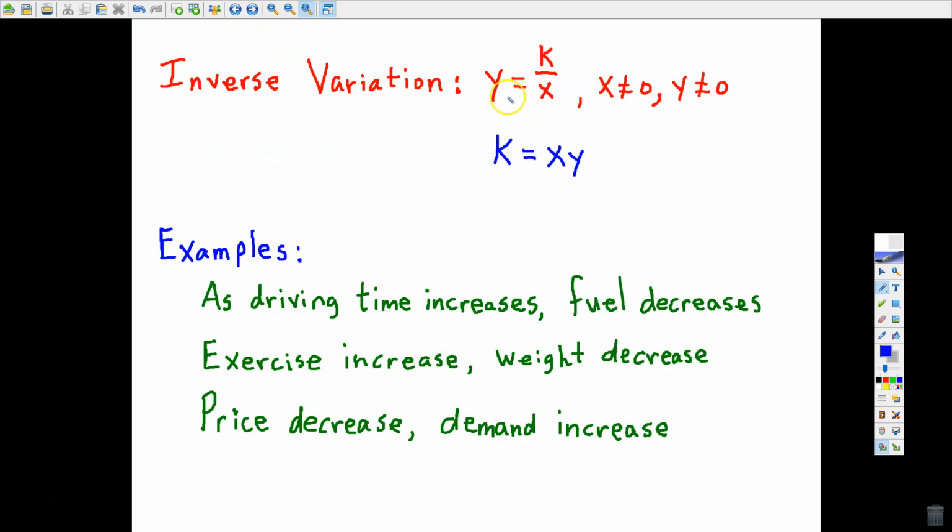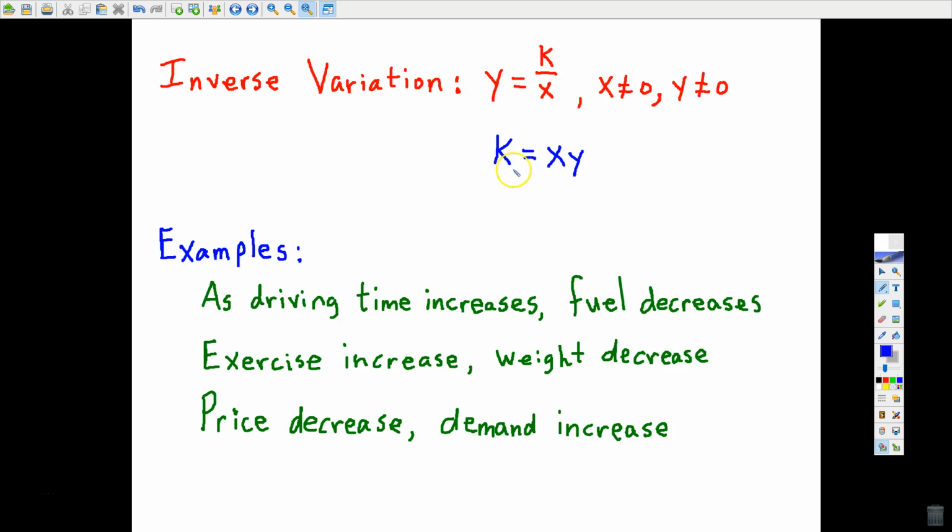Here's another equation that you need to be familiar with. You're going to use it a lot. This is inverse variation. And if you think about it, it makes sense. Direct variation meant multiplication, y equals k times x. Well, inverse variation is really the opposite, and the opposite of multiplication is division. So now we're going to do y equals k divided by x.